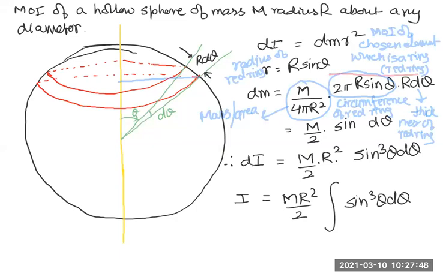So please remember that this whole thing is the area of it. Batao bhai, koi to batao sin cube theta ka integration 0 to pi. 0 to pi kyun hoega? Why is it 0 to pi? Simply because this is the smallest circle on top and this is the smallest circle at bottom. So this angle would be 0. This angle would be pi. So the limits are going from 0 to pi.